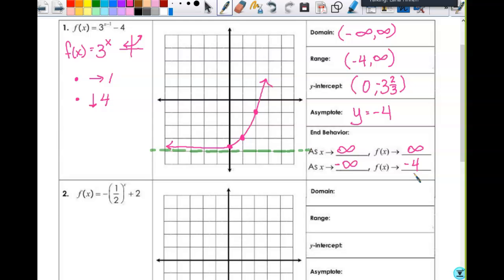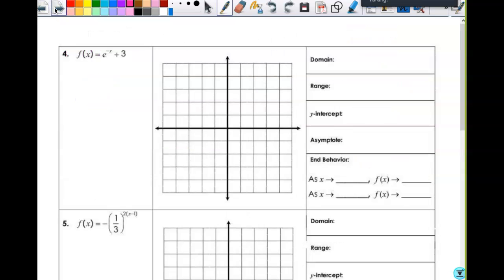All right, what questions do we have? Anything? All right, so then we're going to jump to number 4, which is actually on the next page if you're scrolling or whatever.